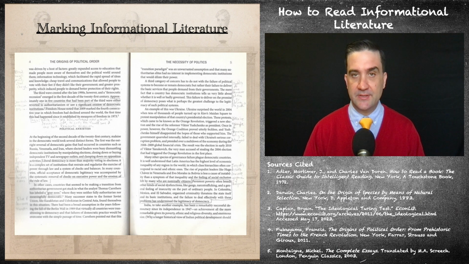Marking informational literature is probably the type of annotation that you're already familiar with. Here on these two pages of On the Origins of Political Order, you can see the type of markings that I like to use. Let's take a deeper look.